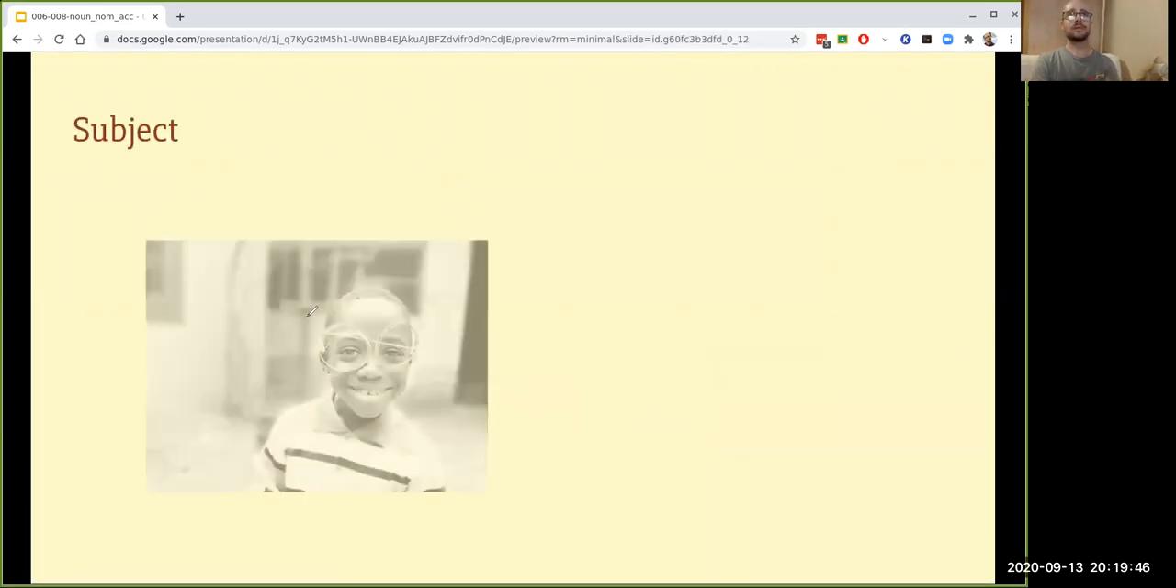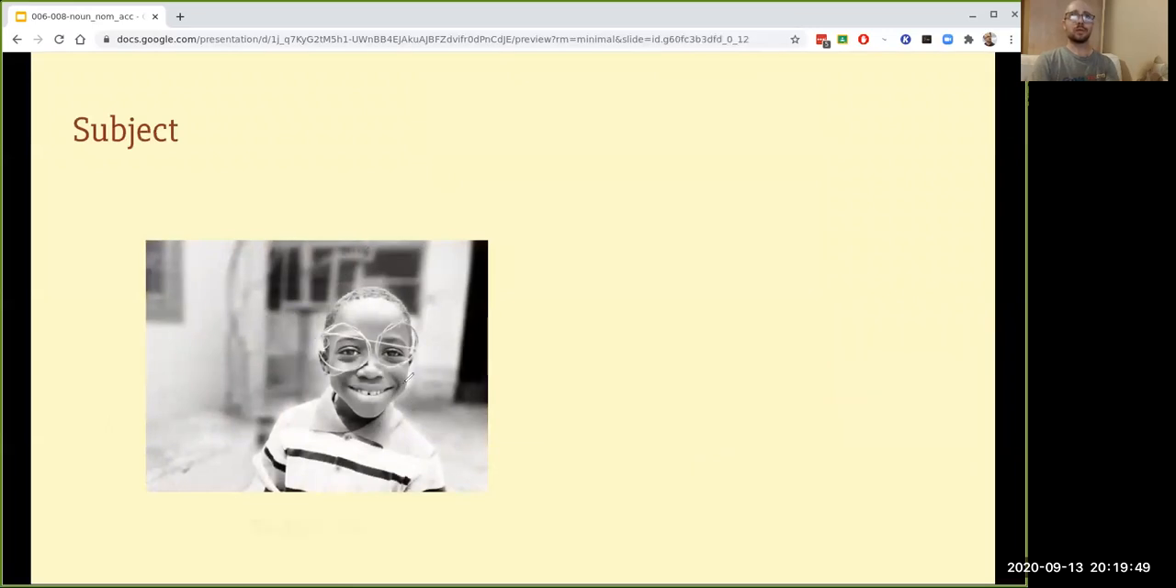So let's take a look at some subject uses of nouns. Here we've got a picture of a boy, and we can say that the boy smiles. Here, the sentence is about the boy. We have this verb, smiles. So here's the subject. And smiles is a verb.